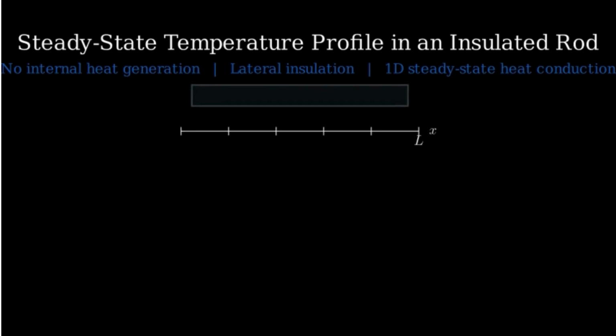Profiles in a laterally insulated rod of length L with constant thermal conductivity under one-dimensional steady-state heat conduction and no internal heat generation. We'll determine which of the given temperature profiles are actually possible in such a scenario and explain physically why. Let's start with a diagram of the rod.